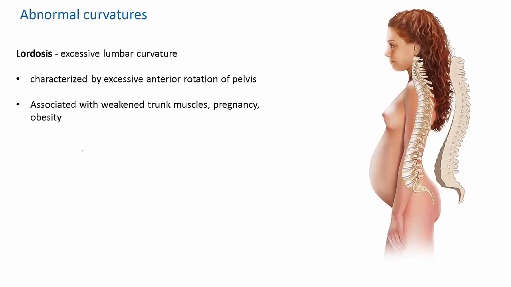Here's our lordosis. Lordosis is excess lumbar curvature. So you can see here, very common if you're pregnant. During pregnancy, we often have this extra weight on the belly from the developing baby, and that can provide this lordosis as well. So you're going to see this kind of excess rotation of the pelvis as well. And obesity is another big factor. So pregnancy, obesity, anything that might weaken those trunk muscles that can help keep the vertebral column upright.